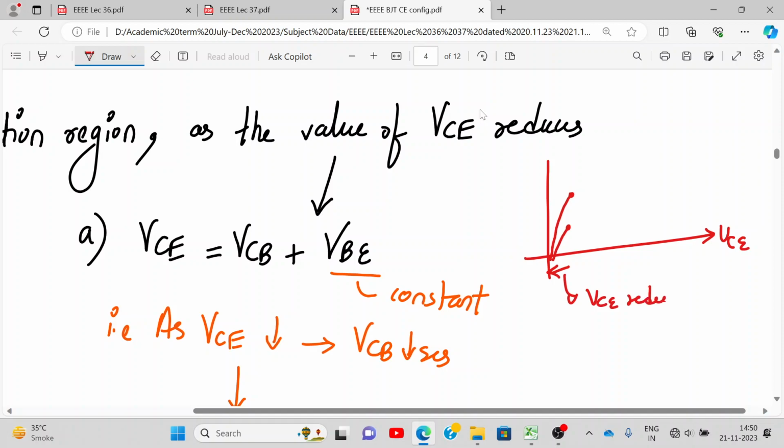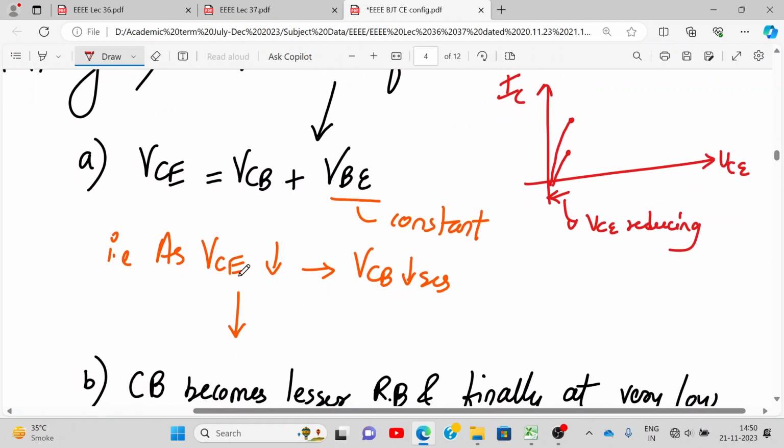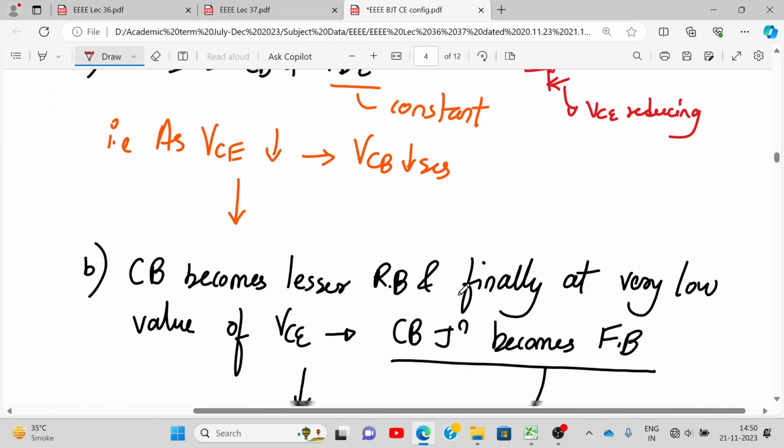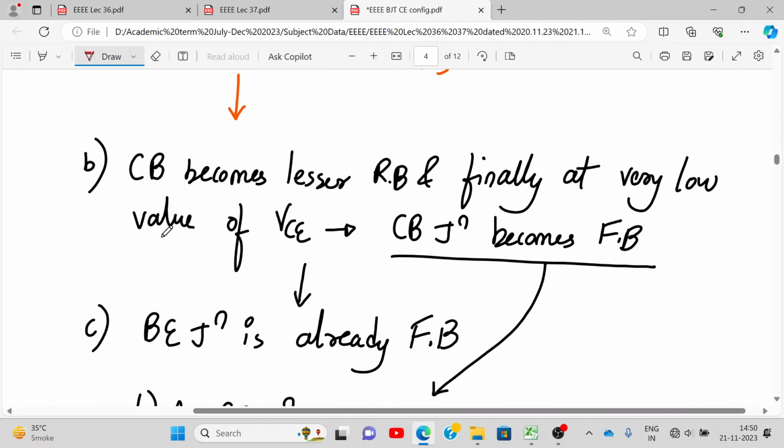Vc is reducing. So what happens to the current? Current is reducing to 0 rapidly. So why does it happen? Let's understand. Vc is Vcb plus Vb. Vb is constant. So if Vc decreases, Vcb decreases along with it. So the base collector region becomes less reverse biased. And finally, at a very low value of Vc, the collector base junction becomes forward bias.